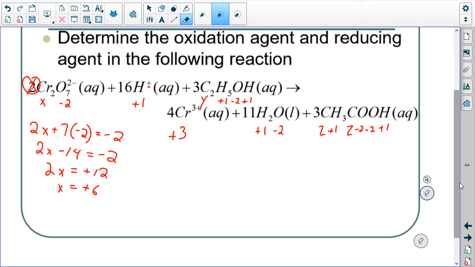Please find what the oxidation states of the carbon are in the ethanol and the carbon in the acetic acid. I'll give you a couple minutes to work on that.